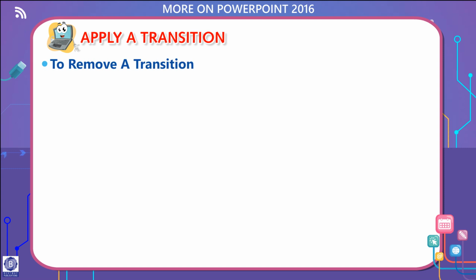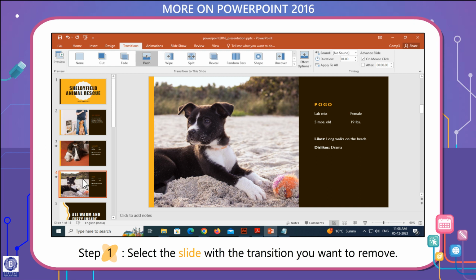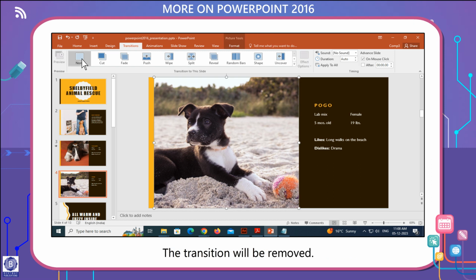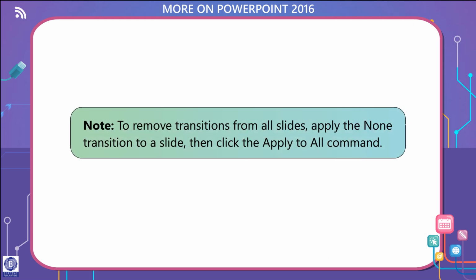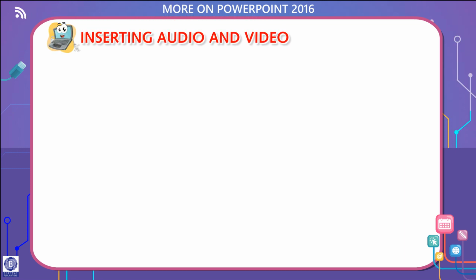To remove a transition. Step 1. Select the slide with the transition you want to remove. Step 2. Choose None from the Transition to This Slide group. The transition will be removed. Note: to remove transitions from all slides, apply the None transition to a slide, then click the Apply to All command.